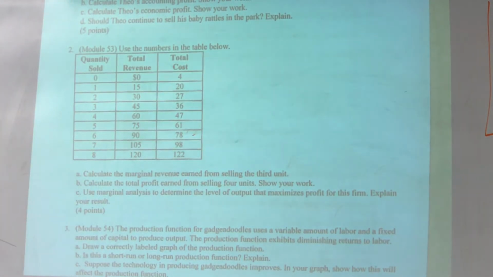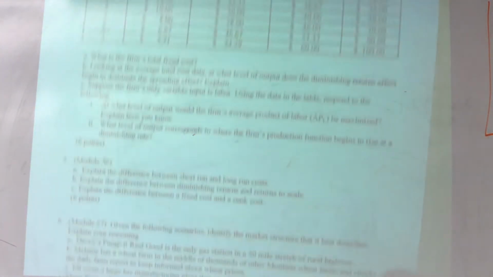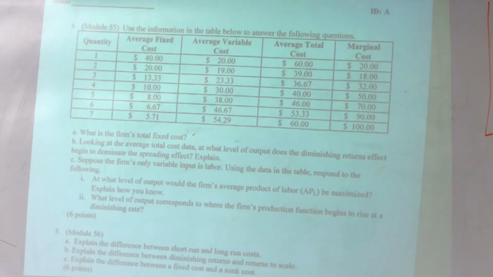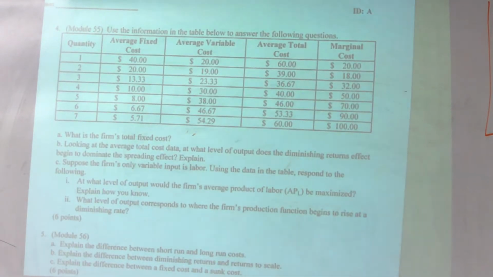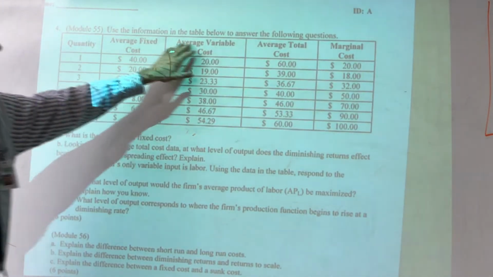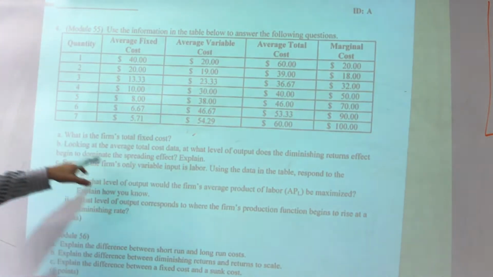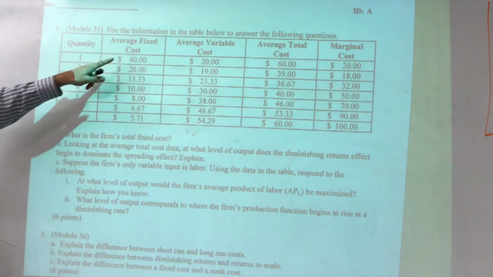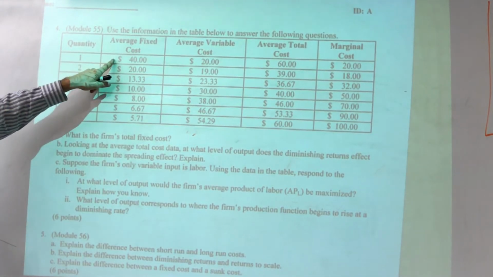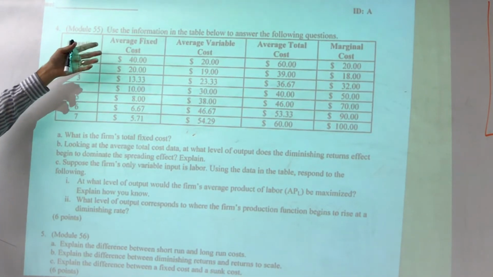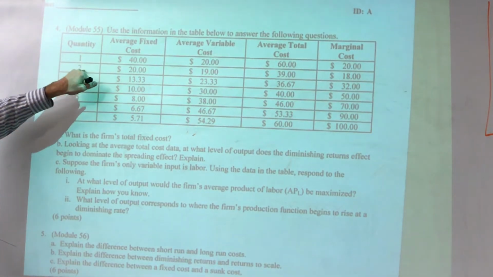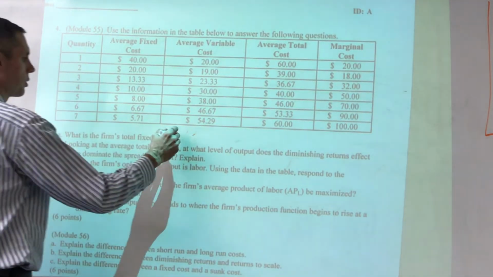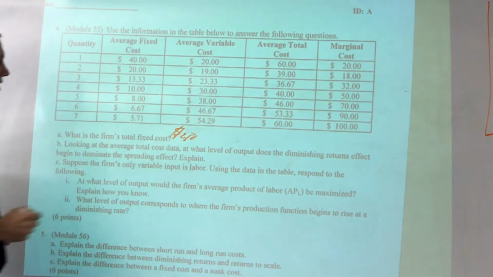Another problem that might show up looks at something similar. It's another table. And as you see, this table now is looking at costs, and we've got average fixed cost, average variable cost, average total cost, marginal cost. First question, what is the firm's total fixed cost? Average is your number over the quantity, so 40 over 1 means your total fixed cost is 40. And you can double check that.